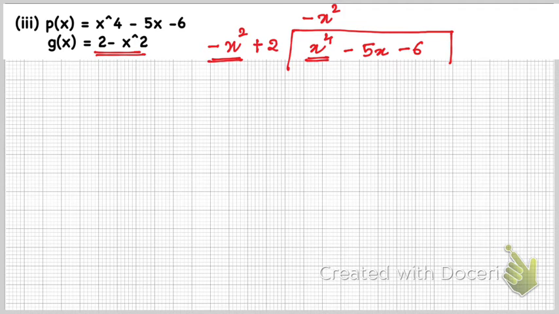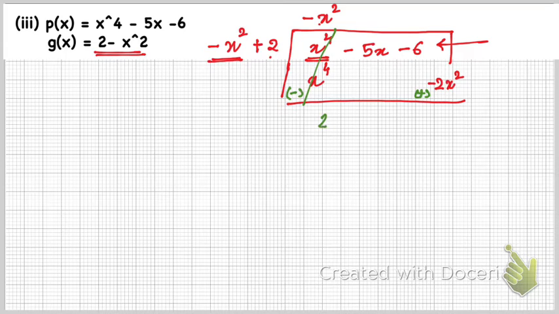So multiplying these two terms, we will easily get x to the power 4, and 2 into minus x square will give you minus 2x square. Minus 2x square, I am writing it over here because we don't have any x square term in the polynomial px. Okay, now changing the sign, this will become minus and this will become plus. These two will get cancelled. For writing it in ascending order of its degrees, we will write here 2x square. This 5x minus 5x will come down, and this minus 6 will also come down.